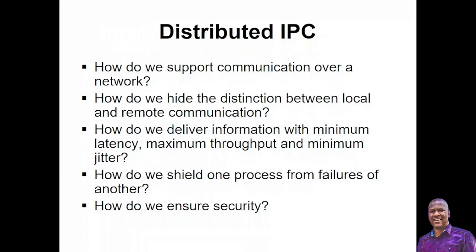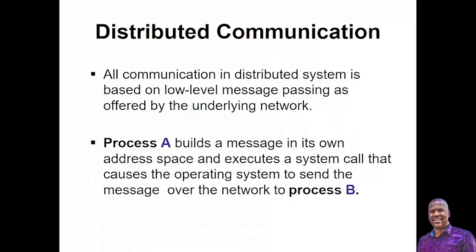So how do we ensure security during the inter-process communication? And also how do we shield one process from other process failures? Do we have enough transparency levels? So all communication in a distributed system is based on low-level message passing. We need to have some form of message passing for us to ensure that there's some kind of communication.